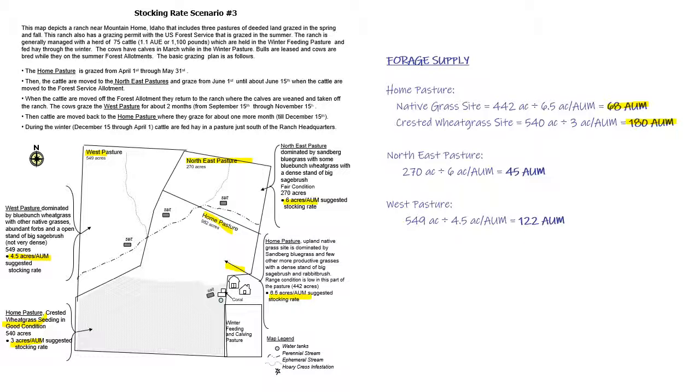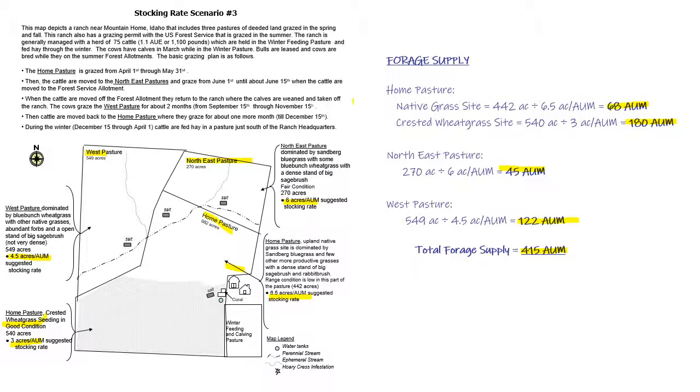So in our home pasture, we have 68 plus 180 plus 45 plus 122. So our total forage supply is 415 animal unit months of forage in all 3 of those pastures.